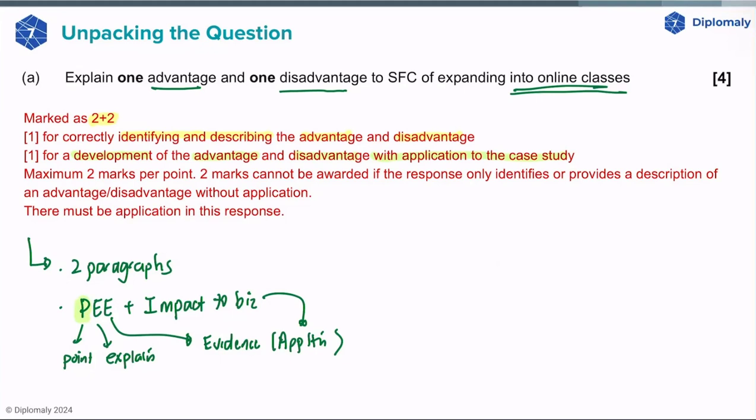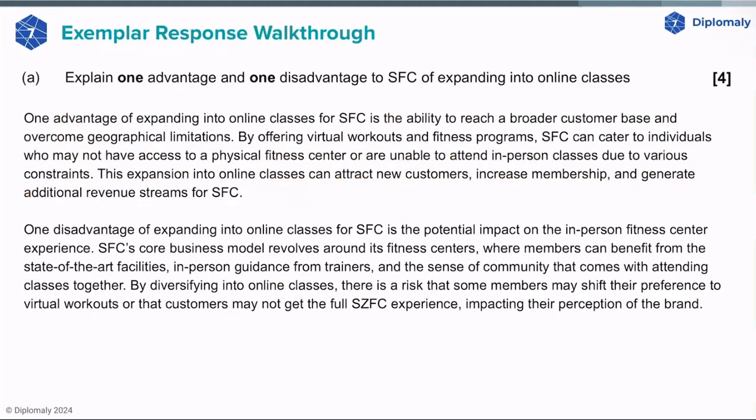Okay, these are the theory, the content knowledge that you need to be able to demonstrate. So let's take a look at a sample exemplar response for this. Just eyeballing the response, you can see very clearly there are two separate paragraphs. So that's already a very good indication for examiners to give marks out.